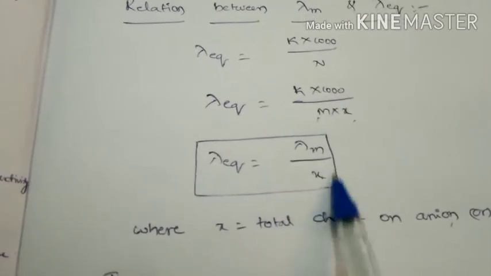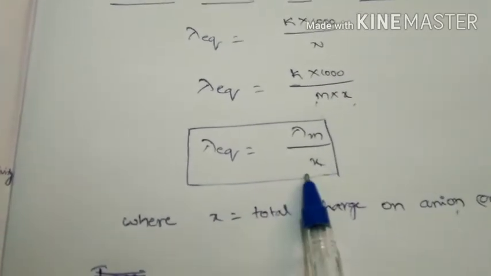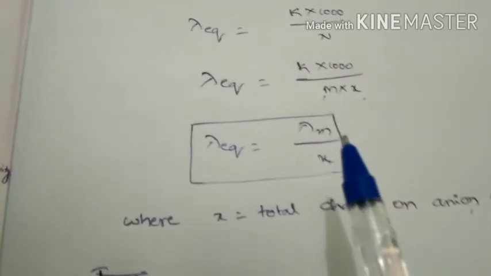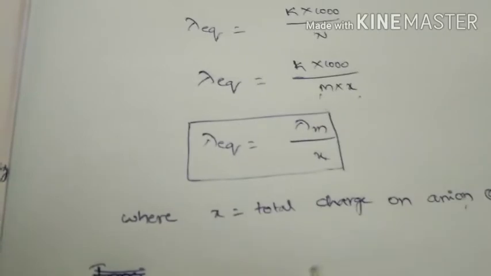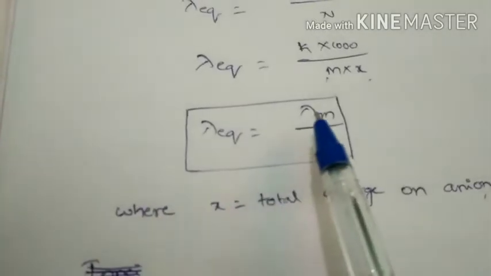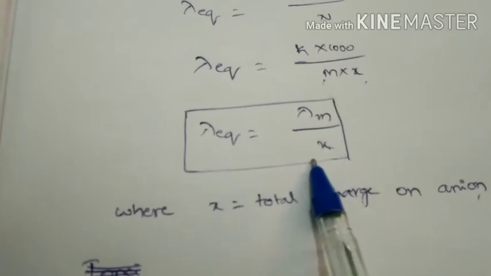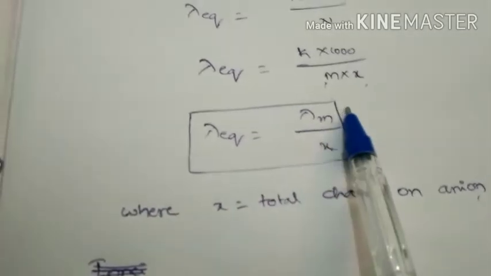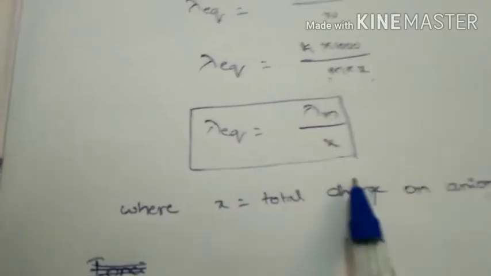This is a very important relation for the competitive level. In competitive exams, there are so many bits regarding this one. So just remember this expression: lambda eq equals lambda m by x. Don't get confused, it is not lambda m equals lambda eq by x. Equivalent conductance is equal to molar conductance by x.